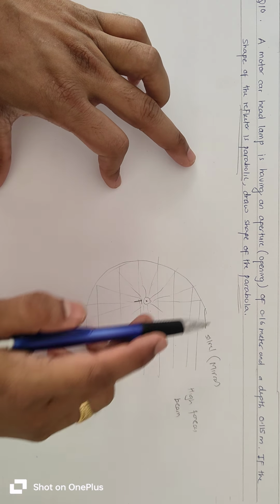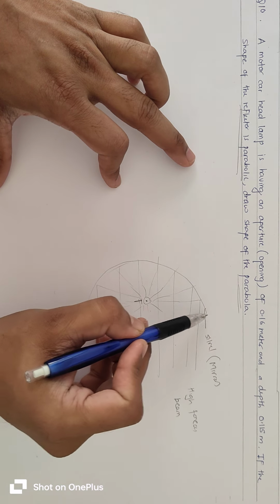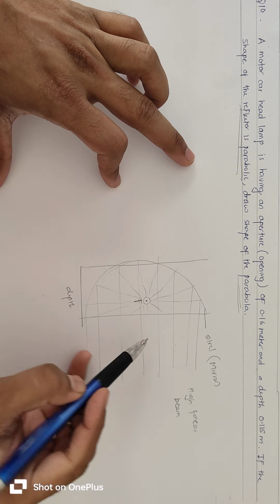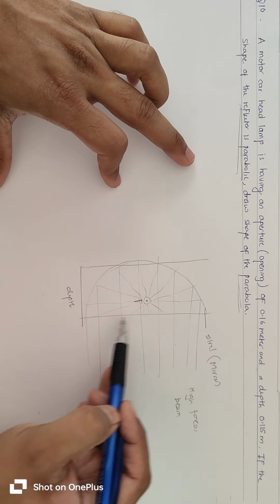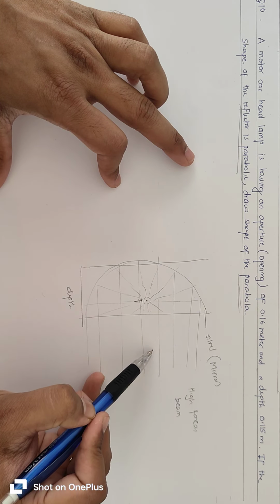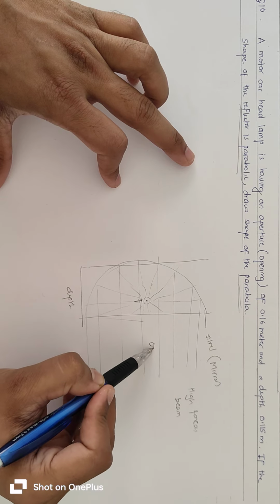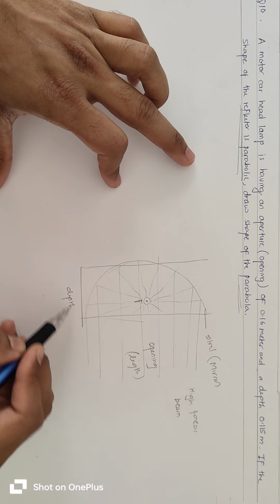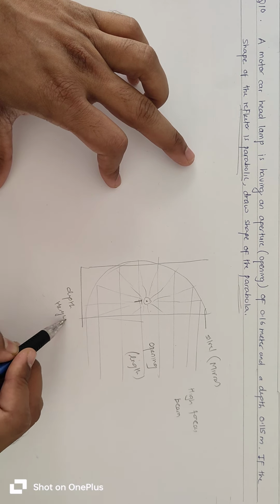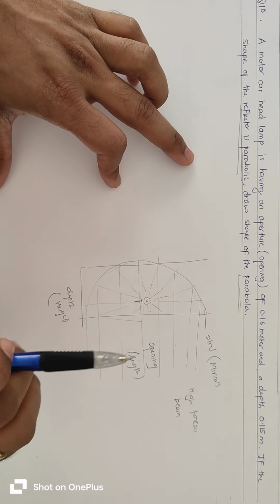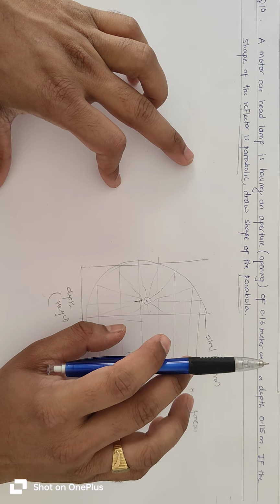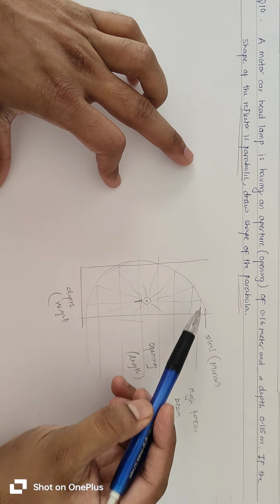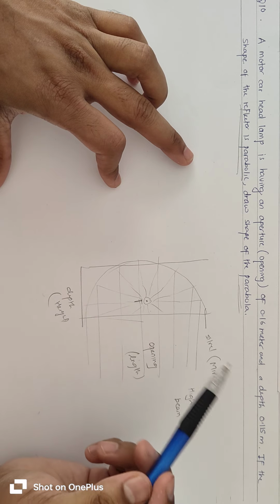So in this question, depth is given, so this is the depth, and opening is given. Opening means this is the opening, the total height. So here opening means length and depth means height. Length and height are given, so we will use the rectangle method, same as question number 9. But here the parabola is vertical. Parabola is like this.